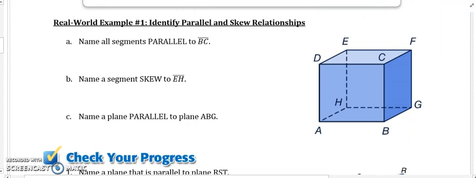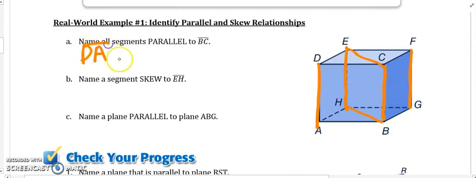Let's look at one. It says name all segments parallel to BC. Again, you know I'm a huge fan of colors, and I think that really helps here. So here's BC. Parallel is going to be running along the same direction. So we have DA, EH, and FG. You can see that these are on the front plane and the side plane, but we could draw a plane right here to connect those. So those are still planar. Parallel lines do have to be in the same plane. Now these are segments, so make sure you name them appropriately with the correct symbols.